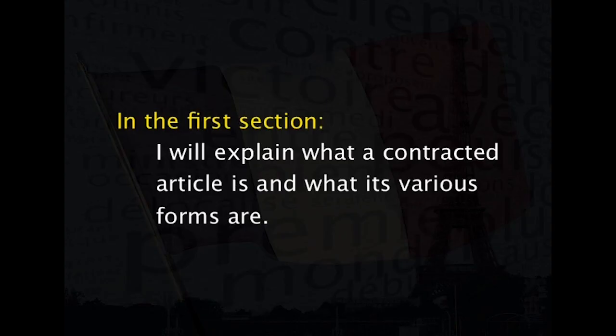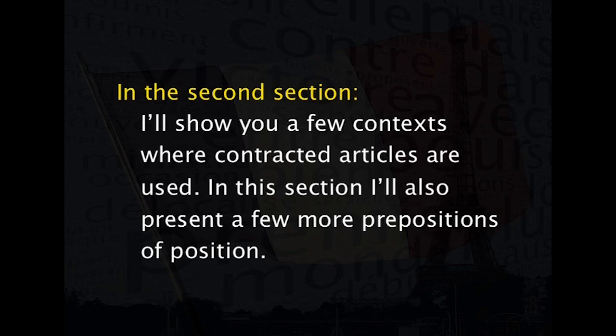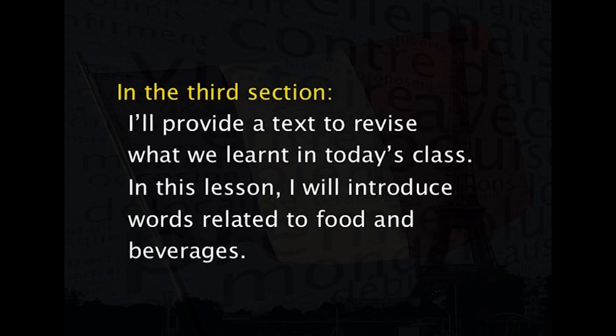This lesson has been divided into 3 sections. In the first section, I will explain what a contracted article is and what its various forms are. In the next section, I'll show you a few contexts where contracted articles are used. In this section, I'll also present a few more prepositions of position. And in the third section, I'll provide a text to revise what we learnt in today's class. In this lesson, I will introduce words related to food and beverages.